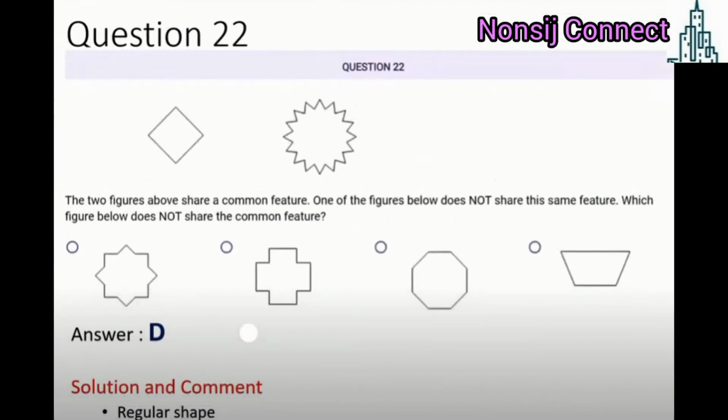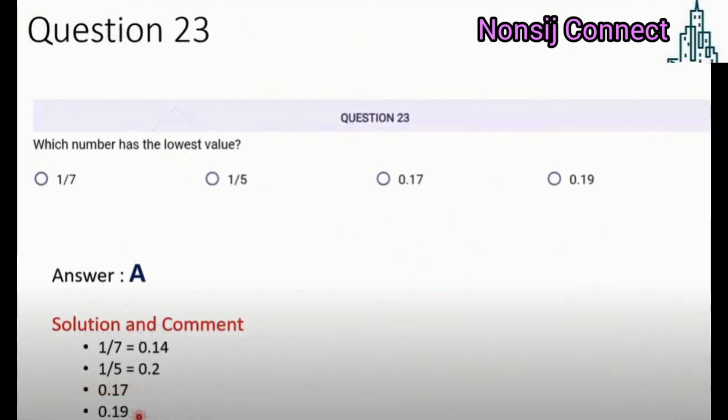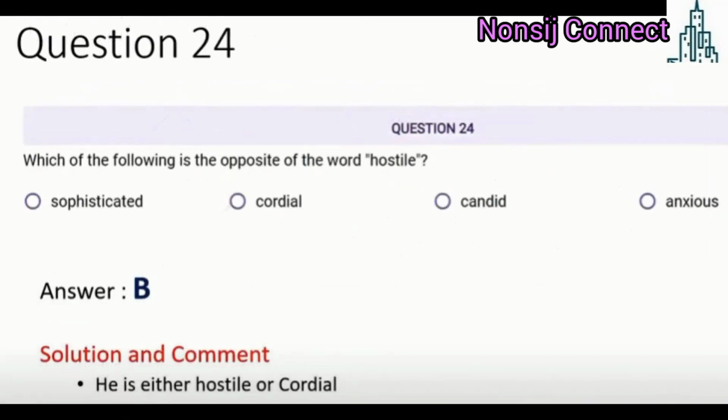The two figures above, okay, you will see that D is the answer there. Then, which number has the lowest value? That is 0.14. Okay, then A is the answer there.